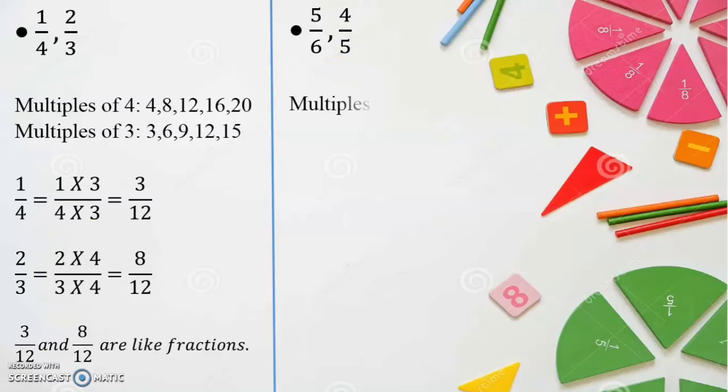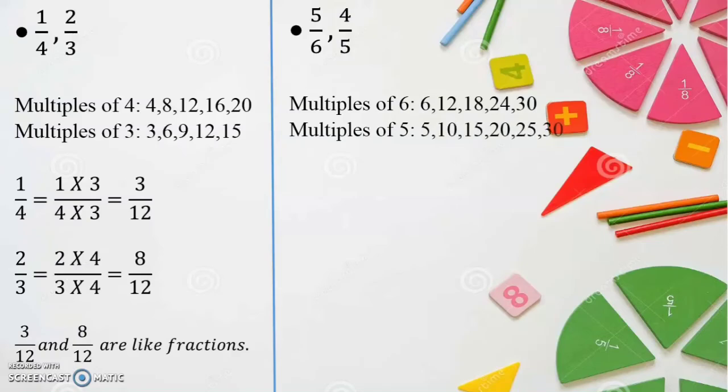So multiples of 6 are 6, 12, 18, 24 and 30, and multiples of 5 are 5, 10, 15, 20, 25 and 30. You can continue the table up till 10, but I have stopped it over here because I have got the common multiple as 30 when I multiply 6 into 5, and when I multiply 5 into 6 I get it as 30. So I have got a common multiple, that is 30.